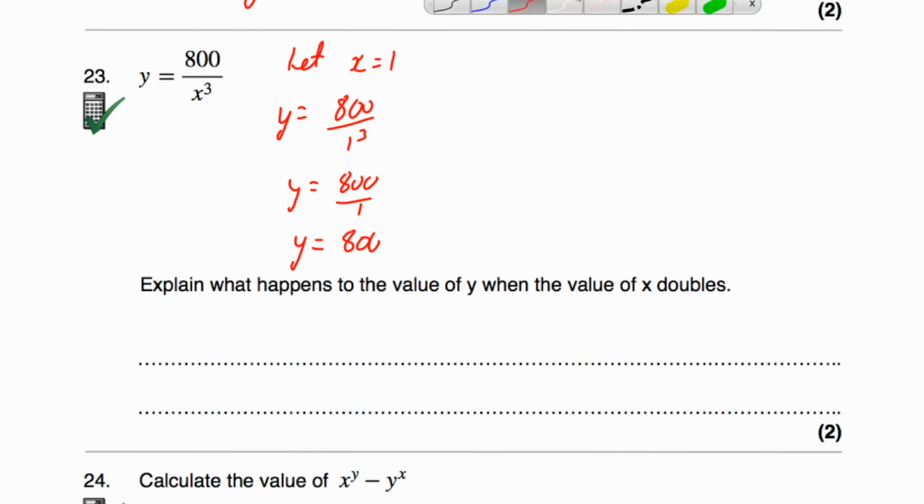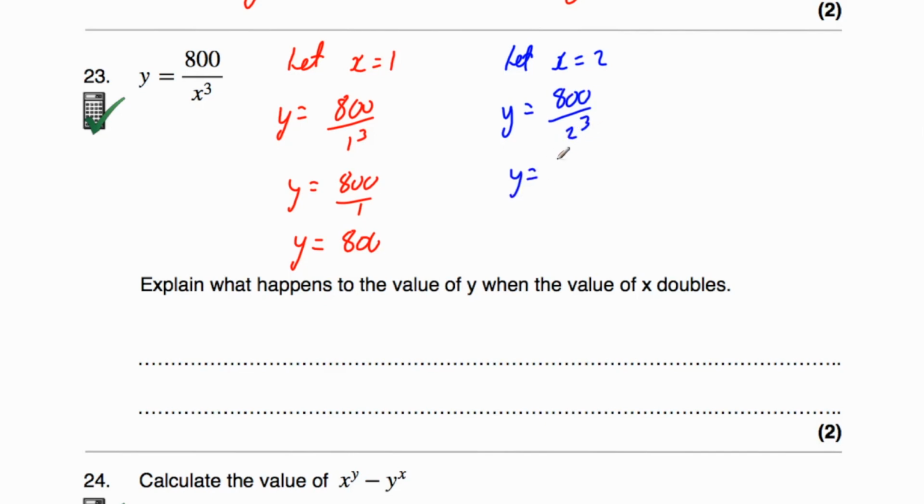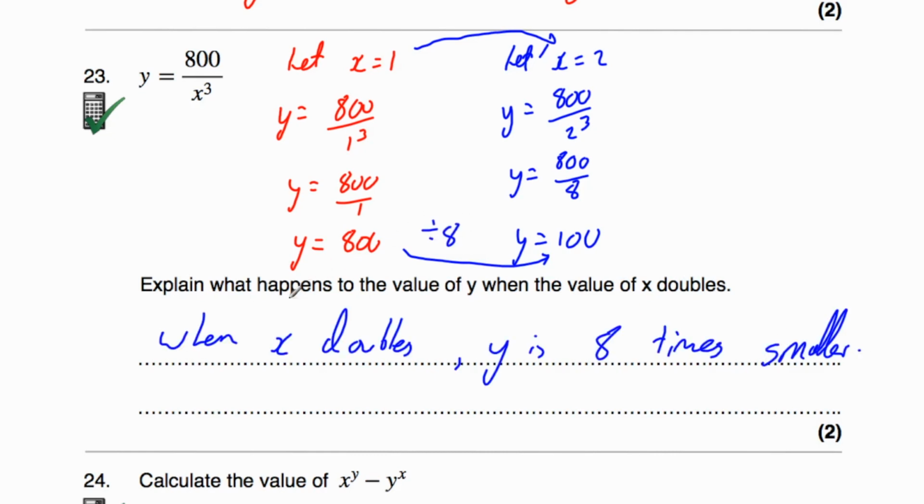Now let's double our value for x. So x is equal to, double 1 is 2, so let x equal 2. So we get y equals 800 divided by 2 cubed. 2 cubed is 8, 2 times 2 times 2 is 8, so we get 800 divided by 8, and 800 divided by 8 is 100. So whenever the value for x doubles, so goes from 1 to 2, the value for y goes from 800 to 100. It's actually been divided by 8, so it's 8 times smaller. So let's explain that. And that's it. So when x doubles, y is 8 times smaller.